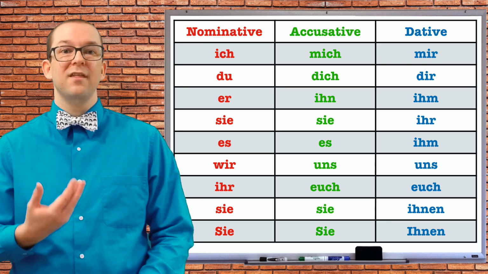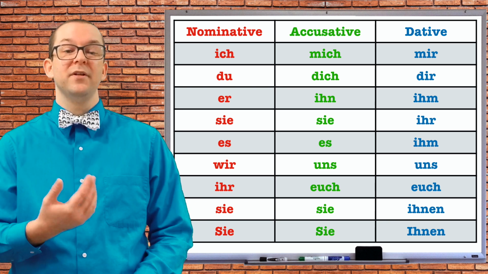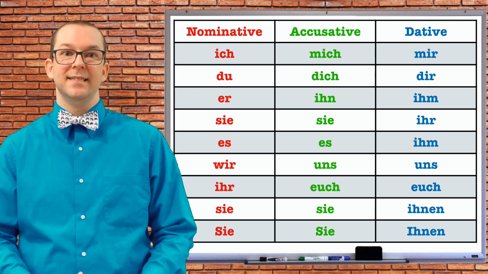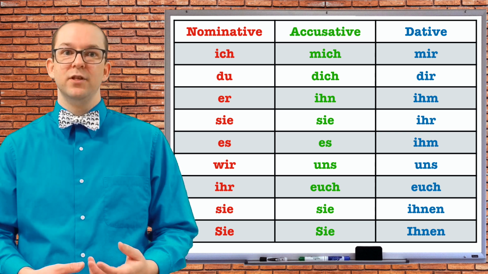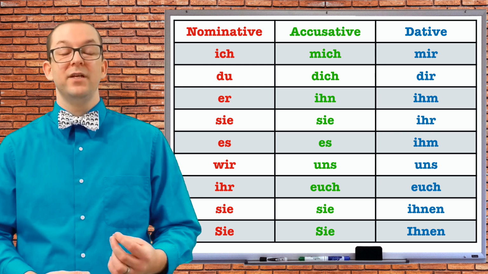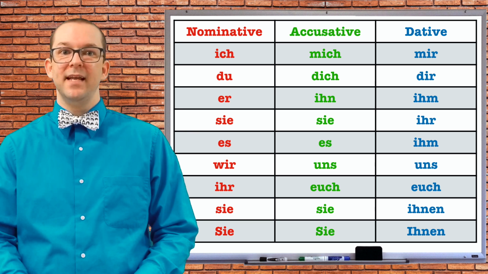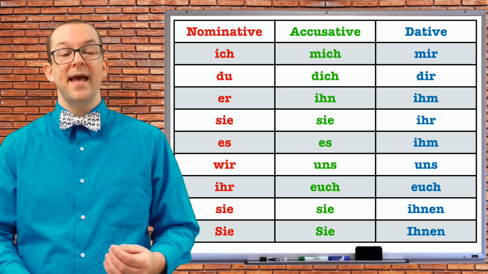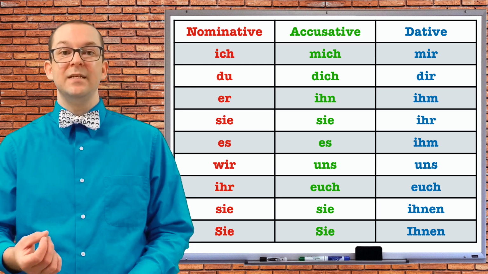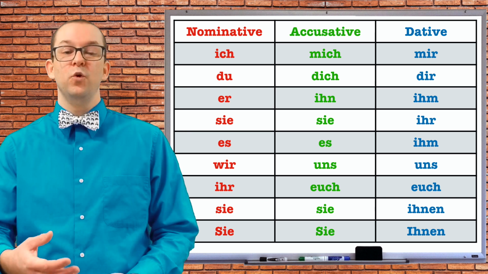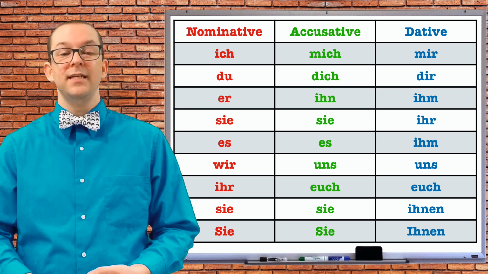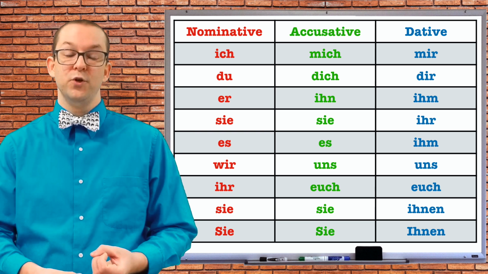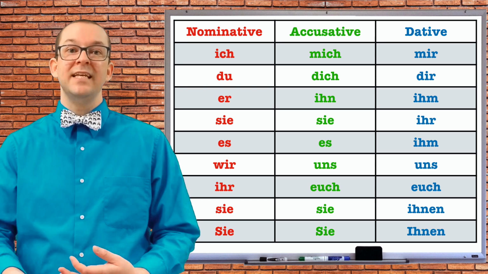For those of you who like charts, this is what the personal pronoun chart looks like in the nominative, accusative, and dative cases. Ich becomes mich in the accusative and mir in the dative. Du becomes dich in accusative and dir in the dative. Er becomes ihn in the accusative and ihm in the dative. Sie remains sie in the accusative but becomes ihr in the dative. Es remains es in the accusative but becomes ihm in the dative. Wir becomes uns in both accusative and dative. Ihr becomes euch in both accusative and dative. And sie, whether it means they or you, remains sie in the accusative but becomes ihnen in the dative.